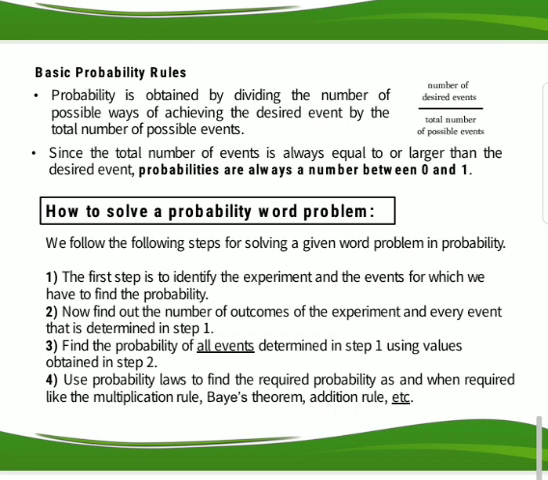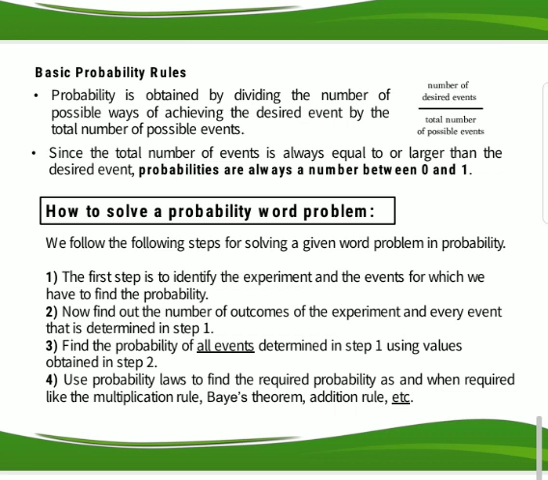My topic is all about basic probability rules. Probability is obtained by dividing the number of possible ways of achieving the desired event by the total number of possible events. Since the total number of events is always equal to or larger than the desired event, probabilities are always a number between 0 and 1.